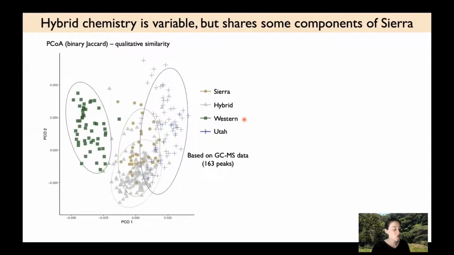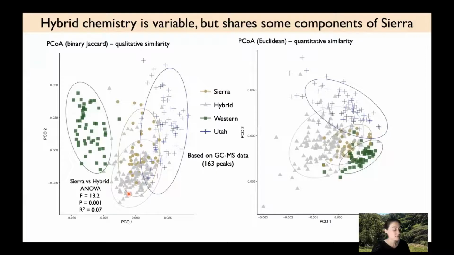First, to assess qualitative similarity, I based my principal coordinates analysis on binary distances calculated from the simple presences and absences of features. This ordination demonstrated that hybrid individuals shared a greater proportion of compounds with Sierra juniper than with the other 2 parental groups. However, despite this large degree of overlap, an ANOVA based on distance matrices confirmed that the sets of compounds expressed in Sierra and hybrids are distinct.